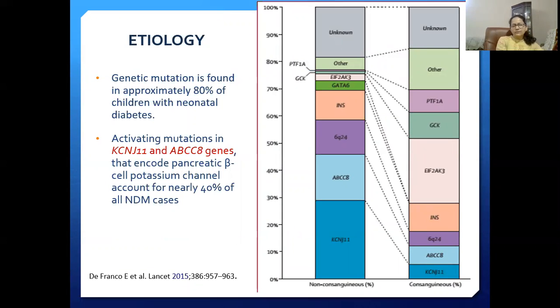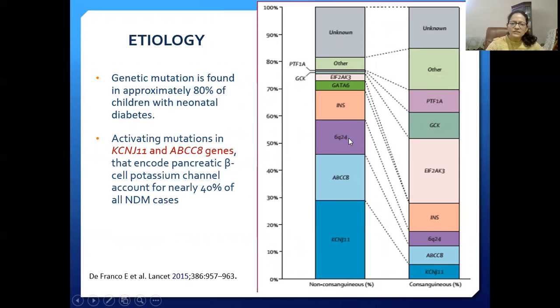So coming to etiology, genetic mutation can be identified in about 80% of children with neonatal diabetes. And activating mutations, that is gain of function mutations in KCNJ11 and ABCC8 genes, these two genes account for about 40% of all neonatal diabetes mellitus cases. In this figure, what is shown is that in non-consanguineous marriages, the KCNJ11 gene accounts for a majority of cases of neonatal diabetes, up to around 30%. And the ABCC8 gene is the second most important one, accounting for another 15% or so of cases.